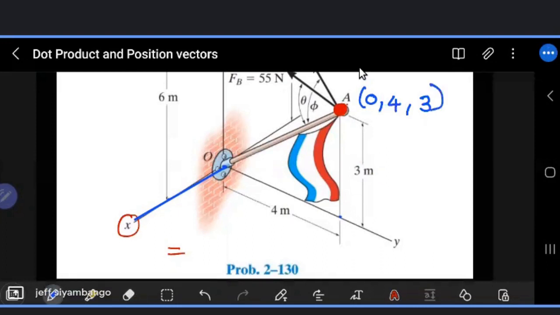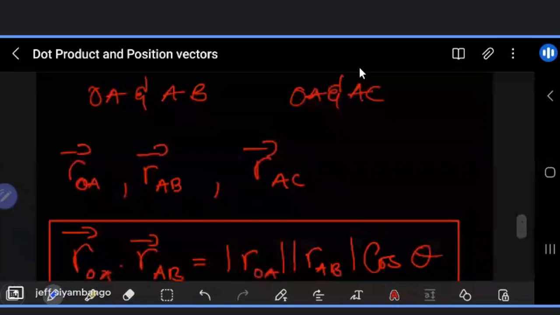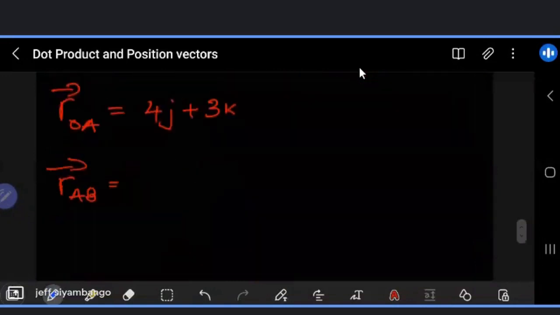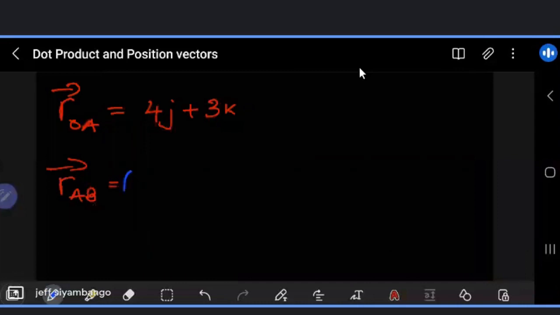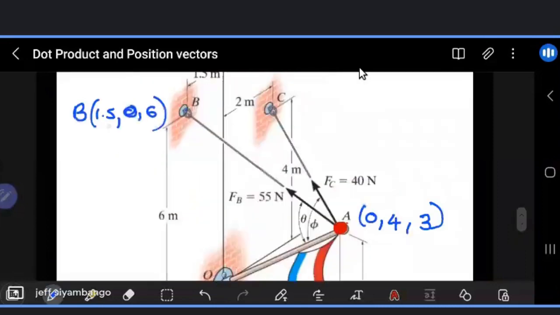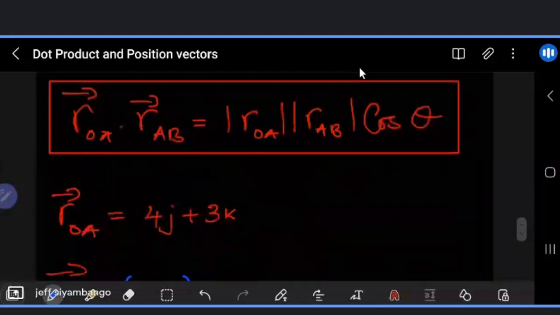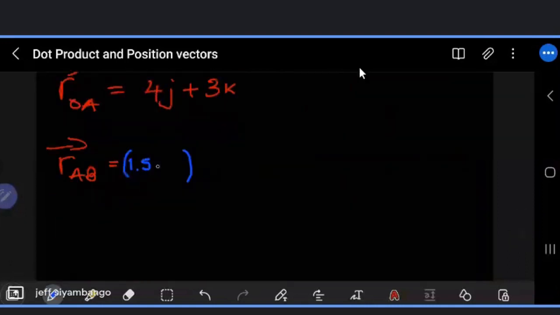So to move from A to B, remember how it goes? It's the final point minus the initial point. Since you're moving from A to B, the final point is B. So it's going to be the coordinate of B minus the coordinate of A. For B, in the X, we have 1.5. For A, we have 0. So this is going to be 1.5 minus 0. This is in the X-axis.